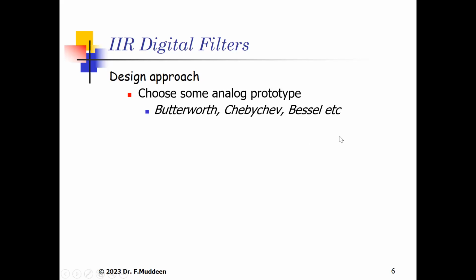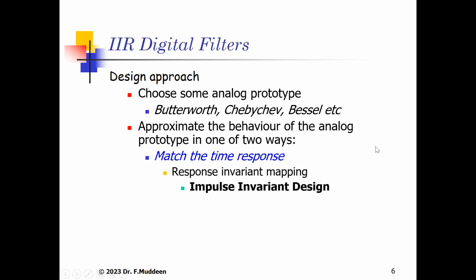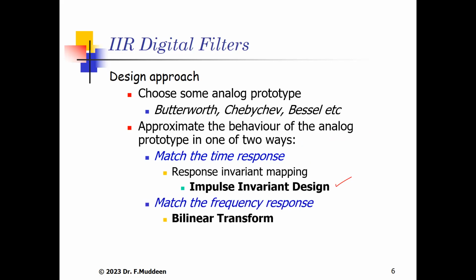So it's going to be based on some design. This is just a set of them that are around. Then you approximate the behavior of that analog prototype in one of two ways. We match the time response, which is what we call invariant mapping or impulse invariant mapping, or we match the frequency response. Next time on Wednesday, we're going to look at that. And this one now uses something called a bilinear transform.